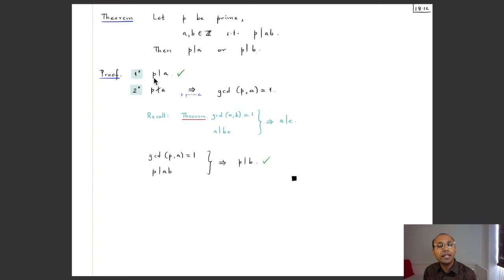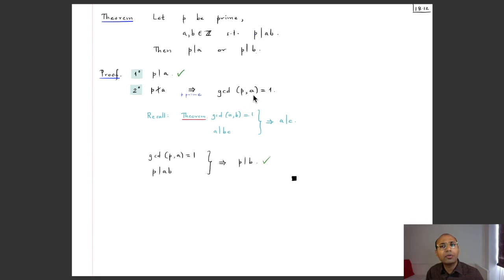So let's prove this now. Let's first consider the case that P divides A, then we already have one of these two cases happening, and so we are done. And let's now suppose that P does not divide A, but then since P is prime, we know that the greatest common divisor of P and A is equal to 1 by the theorem that we have just proved. And so we have that P and A are coprime. But we have also seen the theorem which says that if A and B are coprime and A divides the product of B with some C, then A has to divide C.